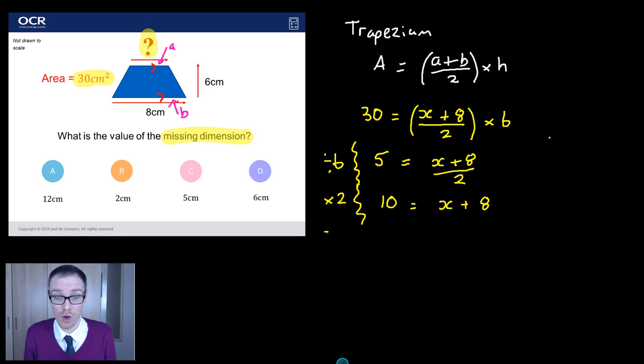I'm nearly there. Just got to get rid of a plus 8. So I'm going to take 8. 10 take 8 is going to be 2. So X is going to be equal to 2.